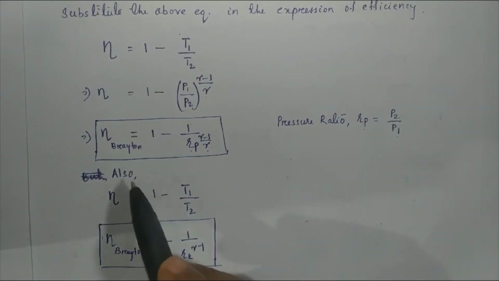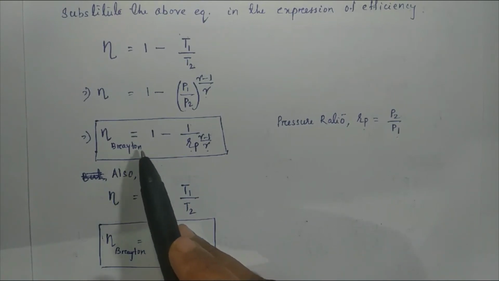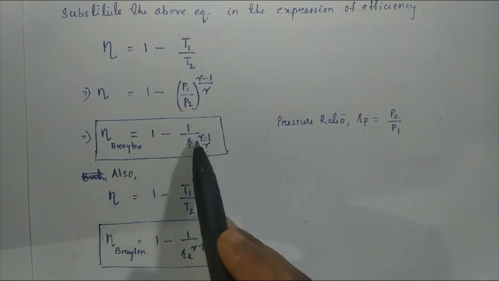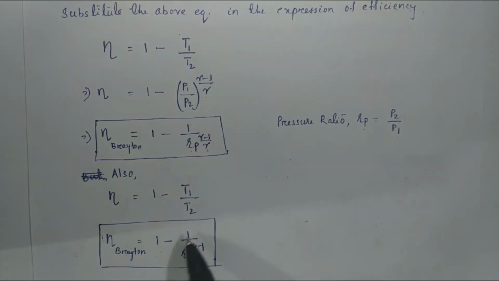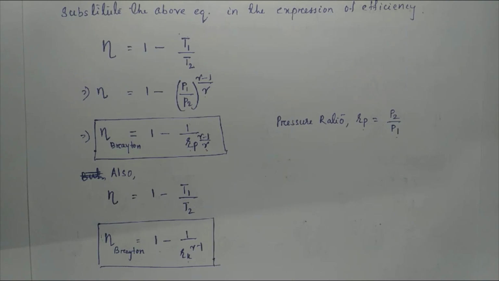So the efficiency of the Brayton cycle can be written as 1 minus 1 by Rp to the power (gamma minus 1) by gamma. Also it can be written as 1 minus 1 by Rk to the power (gamma minus 1). So the efficiency of the Brayton cycle is represented in terms of the pressure ratio as well as the compression ratio. Thank you.